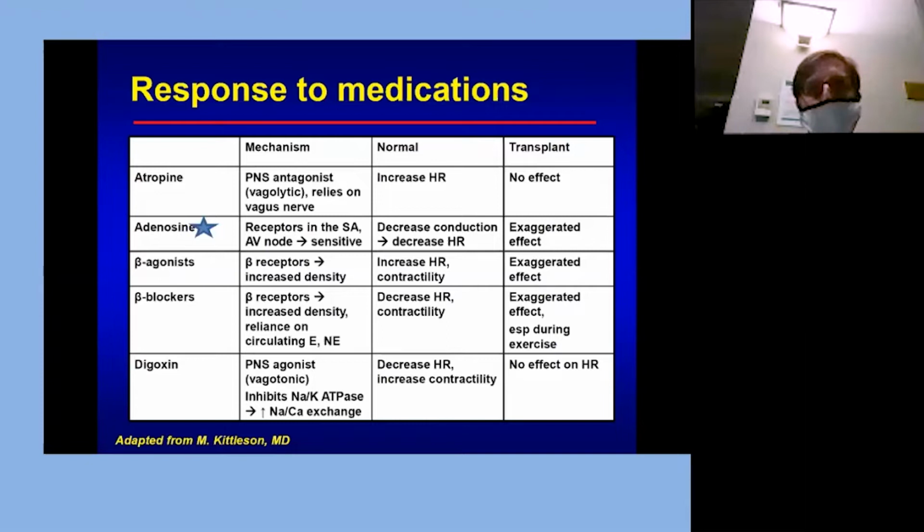They have a little bit longer pauses, perhaps, and more AV block when you have adenosine, but overall, it's not as worrisome as one would think, but I would still be very cautious. If you're using that in a transplant patient, I would definitely have temporary pacing pads available. And beta agonists and beta blockers, due to receptor density changes, may also have an exaggerated effect, so beware of that. And then digoxin also, because it relies on the vagus nerve system, typically is not effective in patients that have transplant.